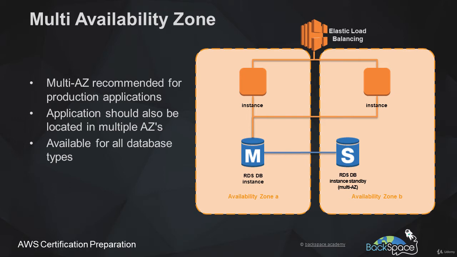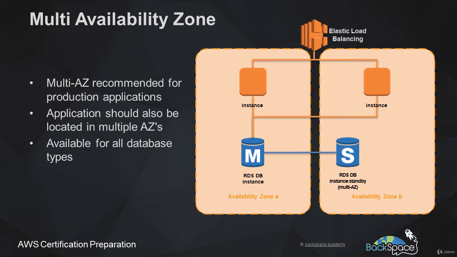So multi-availability zone, now that is recommended for all production applications, and not only should your database be set up in multi-AZ, also your applications that are relying upon that database should also be in multi-AZ. And multi-AZ is available for all database types within the Relational Database Service. So what does that look like?